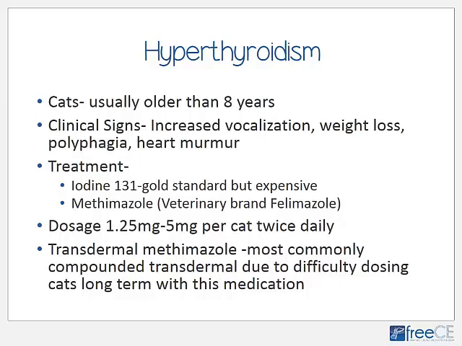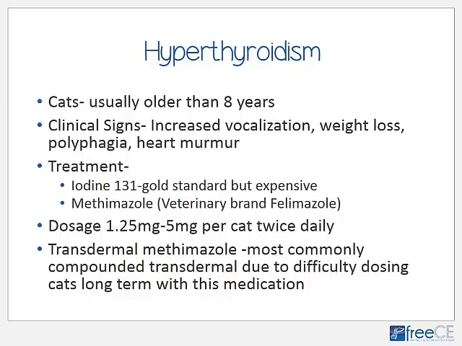We treat this disease in several ways. The best way to treat them is with radioactive I-131. This treatment is not available at the local vet, but they will know where to refer a pet if this treatment is elected. Most cats, however, are treated orally with methimazole. Dosage for this medication is 1.25 milligrams to 5 milligrams per cat twice daily.